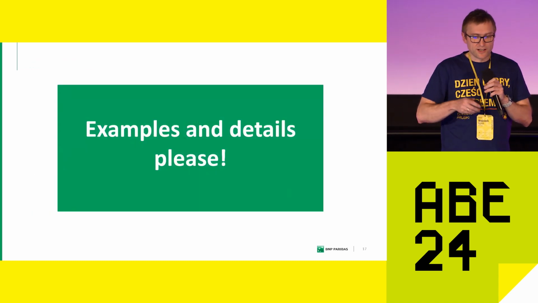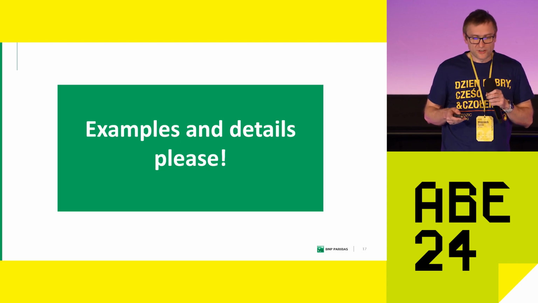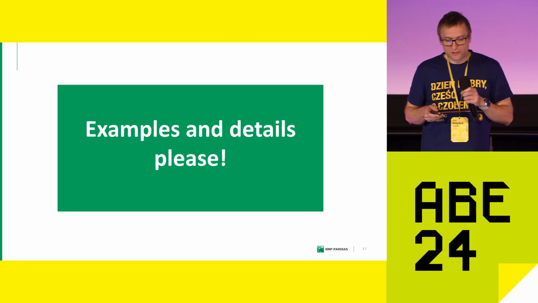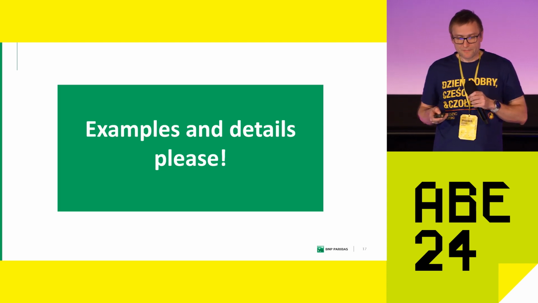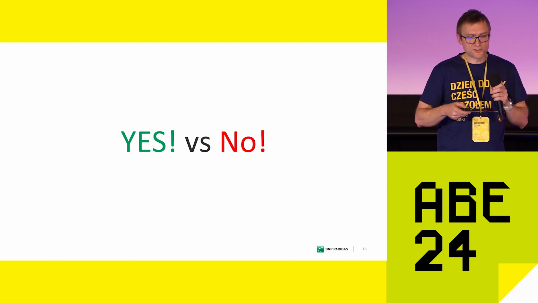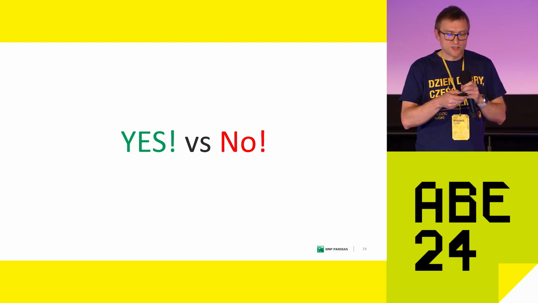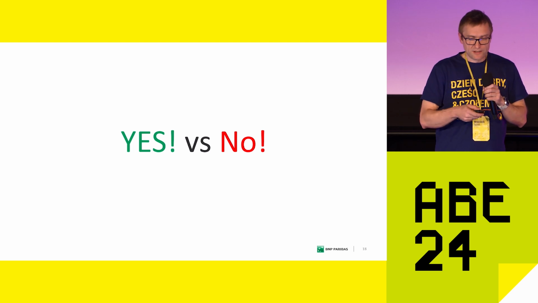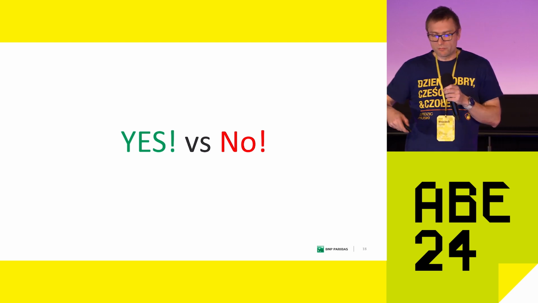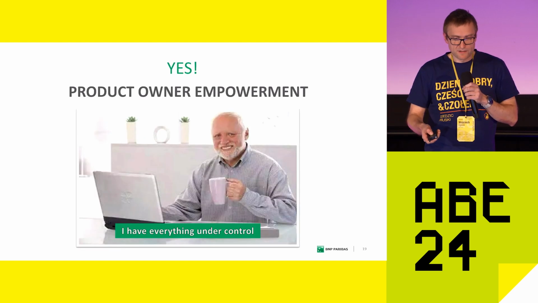But that was the idea, and now let's go into the details. You will see what parts have been taken from Agile, with some examples of what we are doing. And I will describe it in yeses versus noes. So we'll see some parts of Agile that we have adopted, and some parts that we did not adopt, or we tried but we failed. So let's start with the yeses.